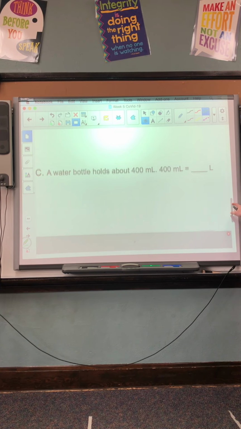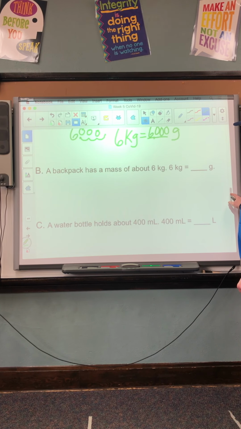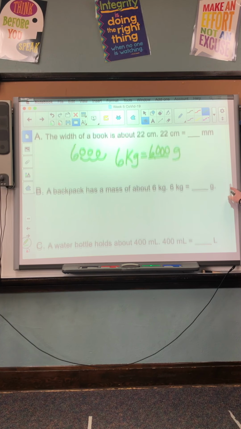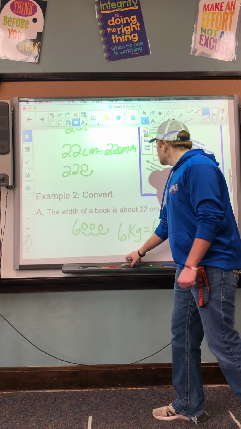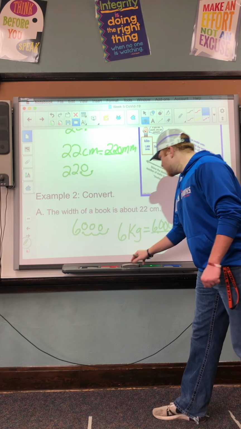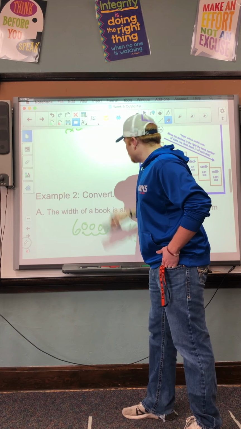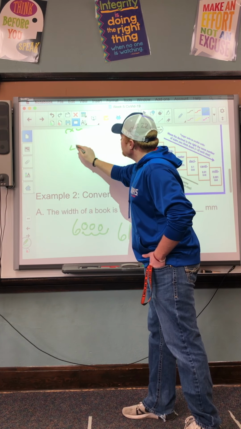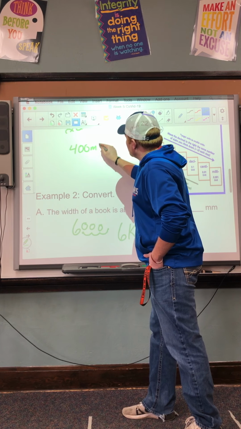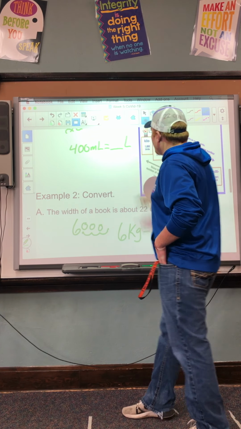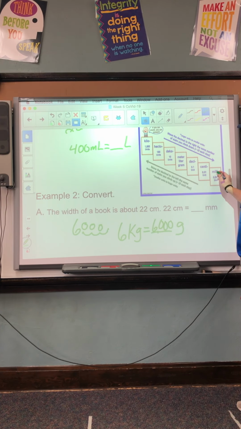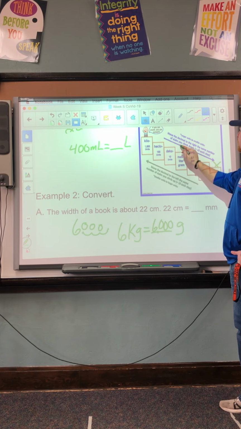Okay, so a water bottle holds about 400 milliliters. 400 milliliters is how many liters? Okay, so let's erase that. So we're trying to find 400 milliliters equals blank liters. Okay, so let's find milliliters first. Milli is at the very bottom, so we're right here. We're trying to find liters, which is up here.